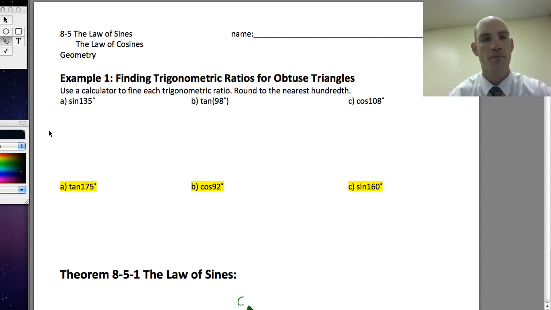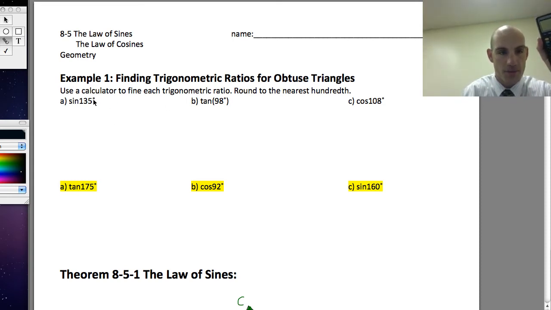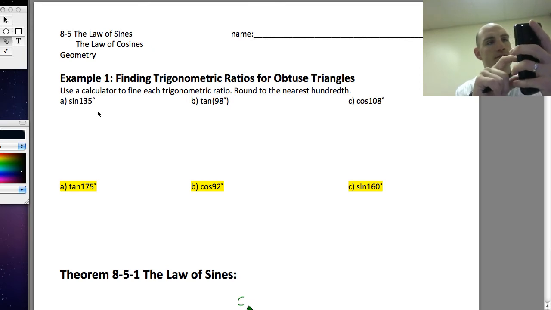And so in example 1, we're going to practice finding the trig ratios of things that are not necessarily acute or 90. They're going to be obtuse angles. And we type them in the same way. I've got my calculator here. I need to make sure that it's in degree mode because remember, we're dealing with degrees here, as you can see me circling. The sine of 135 is going to go into my calculator as sine of 135.